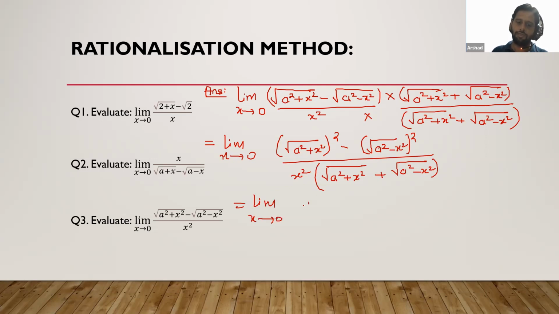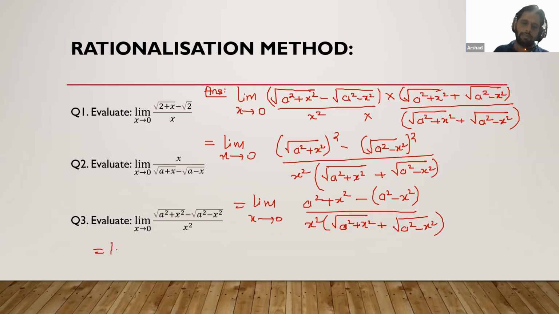Okay. So this is equal to limit x tends to 0. In the numerator, you will get a square plus x square. Open this bracket, you will get here minus a square minus x square, by x square. Here you have under root of a square plus x square plus under root of a square minus x square.